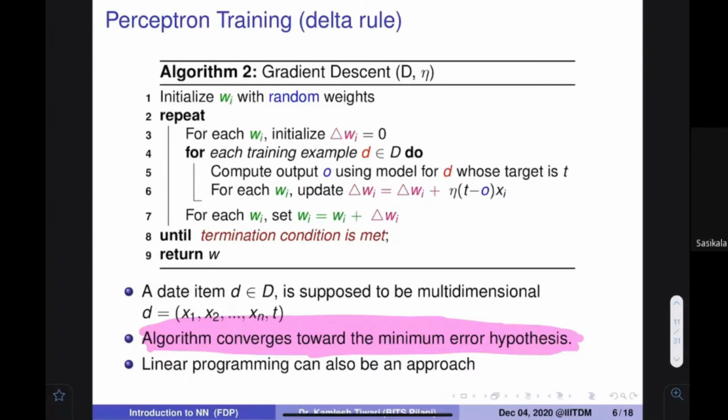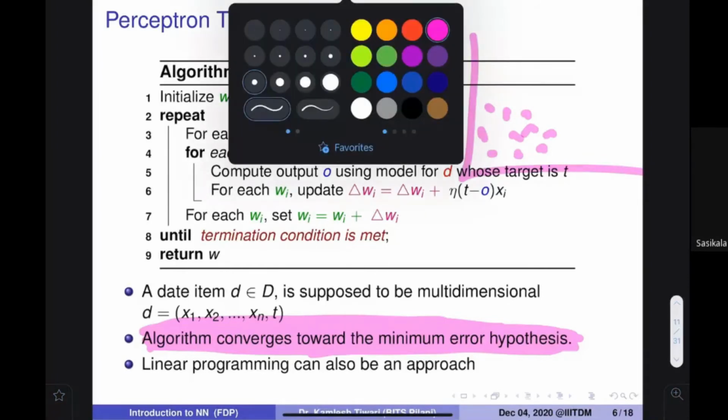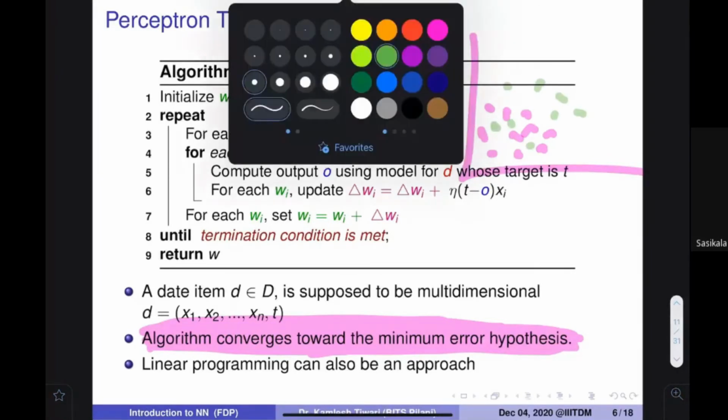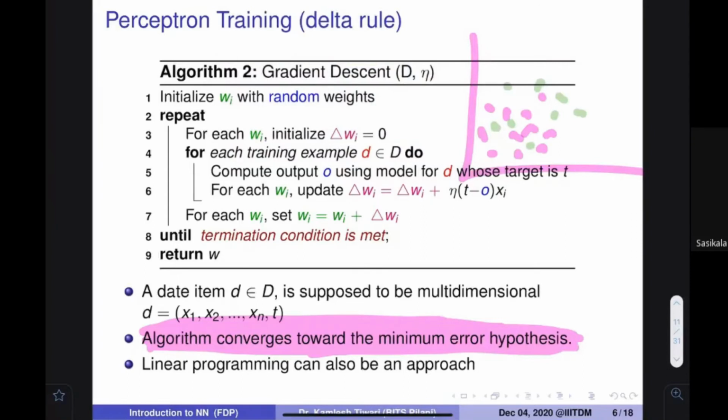For example, if this is the data, let's assume the red points are here, and green points, for example, are here. Some green points are here also, and some red points are here also. So you can come up with various lines. For example, this line would have higher error, but this line would have lesser error. So this algorithm will lead you to find this line. Make sense? This is a better approach.